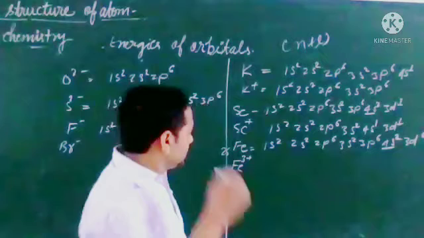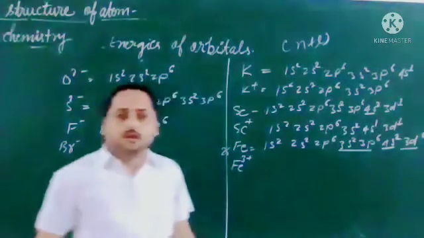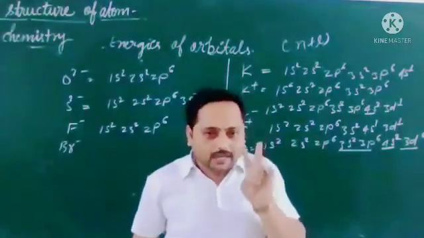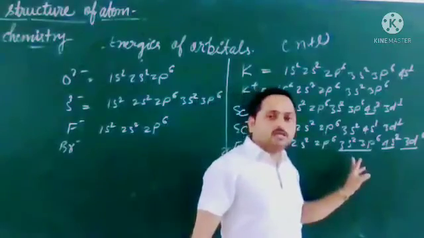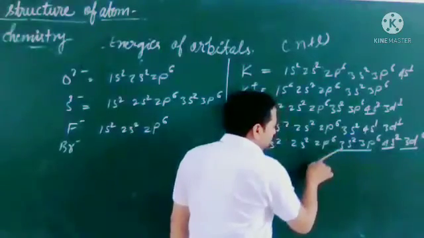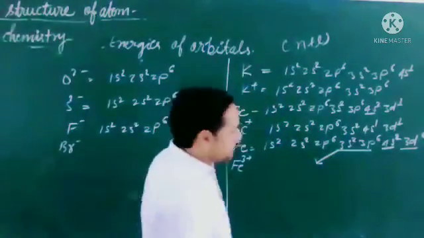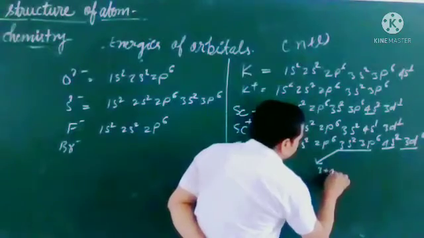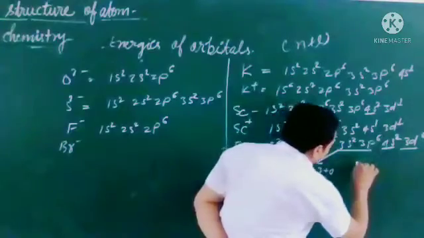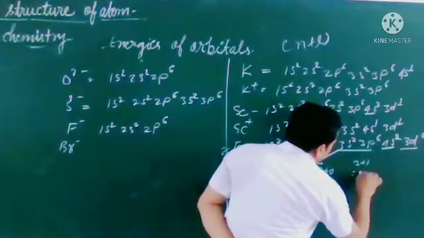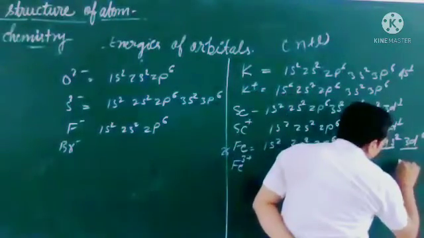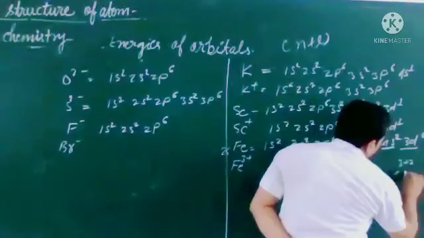We apply the n plus l rule on these three orbitals because their n value is the same. For 3s, n is 3 and l is 0, so it will be 3. For 3p, 3 plus 1, the value is 4. For 3d, 3 plus 2, the value is 5.